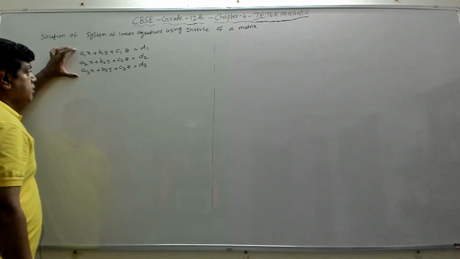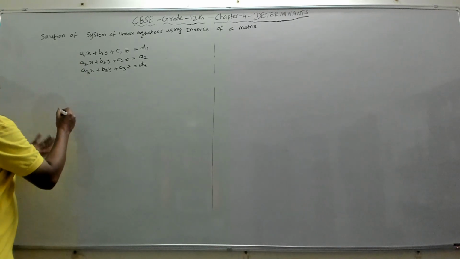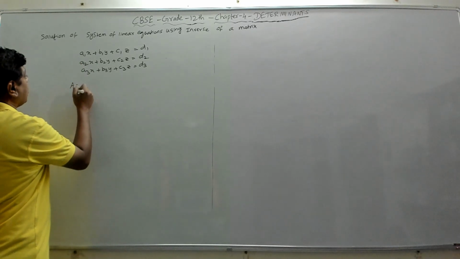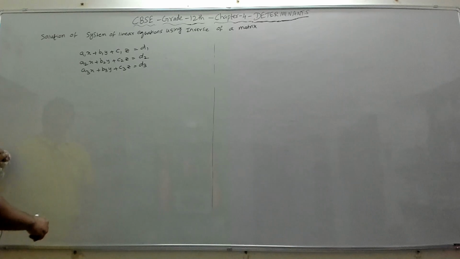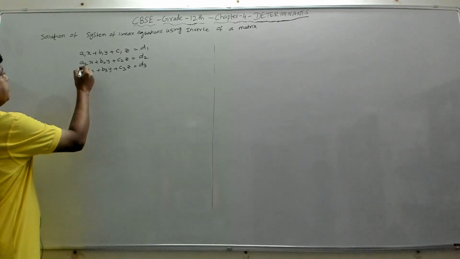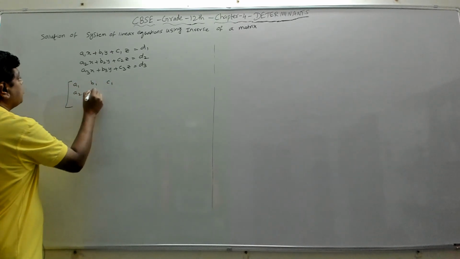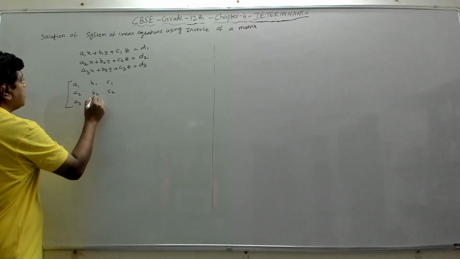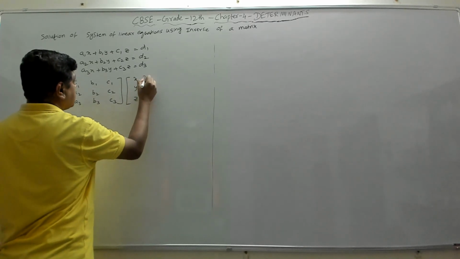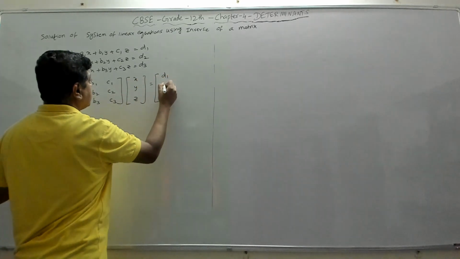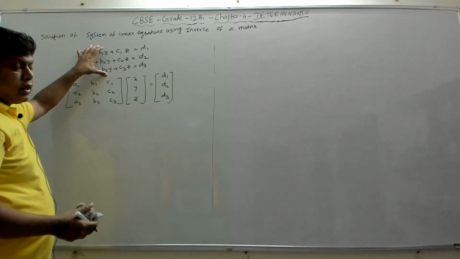Now this system of equations, we can also represent in the form of a matrix. Suppose I write this as a1 b1 c1, a2 b2 c2, a3 b3 c3, then x y z, equal to d1 d2 d3. Suppose the given set of equations can be represented in this form.